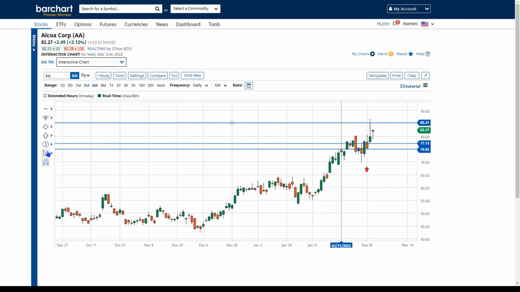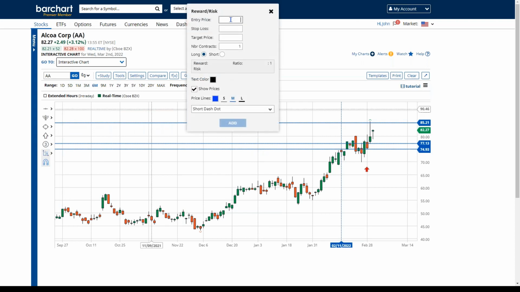Let me get up my risk reward tool. $85. Excuse me, that's not my entry. My entry is $77.25. Risking $75, setting a target of $85. Risking $2.25, trying to make $7.75. I'm getting a 3.4 risk reward ratio.